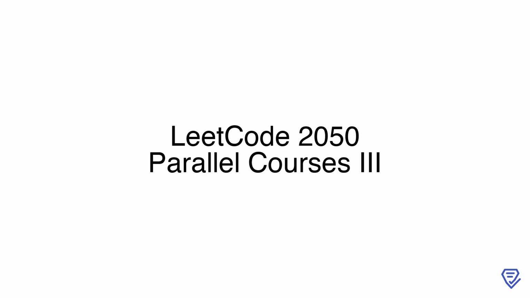Welcome to this problem walkthrough. Today, we'll be solving LeetCode number 2050, Parallel Courses 3. This problem challenges us to calculate the minimum time required to complete all courses, taking into account prerequisites and individual course durations. Let's dive into the details and break it down step by step.